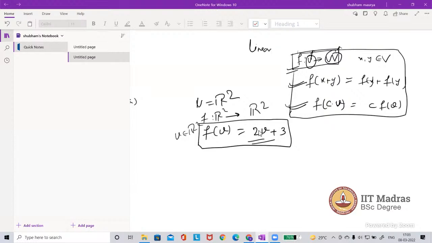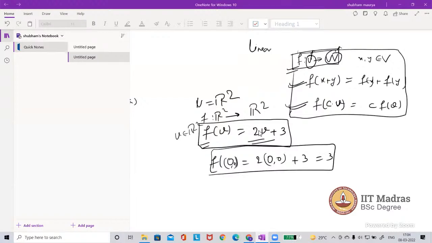You can check this for any linear transformation: if someone is checking whether a function is a linear transformation or not, it should map the 0 vector to the 0 vector. But this condition is not followed here. If you map the 0 vector here, this will be 2 times 0, which is 0, plus 3, which is 3.